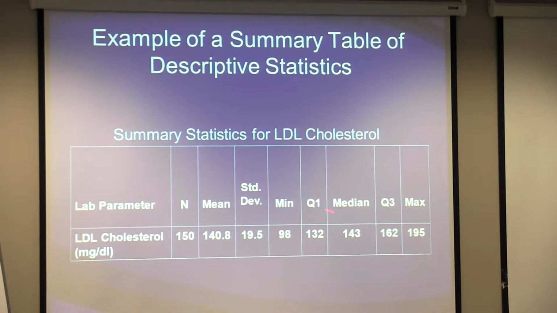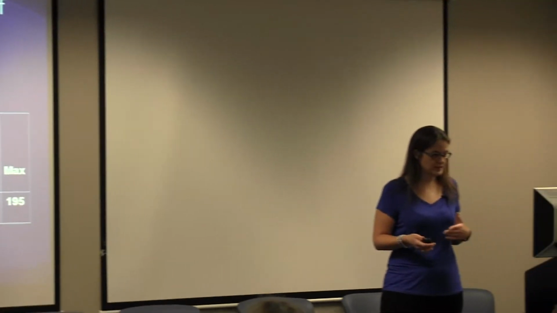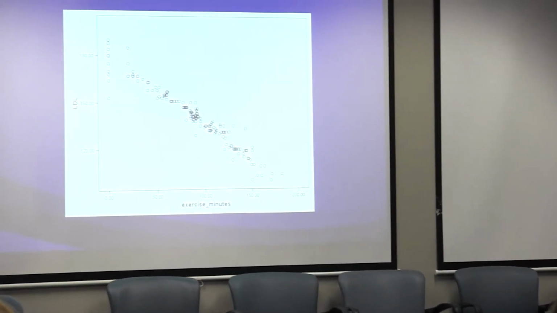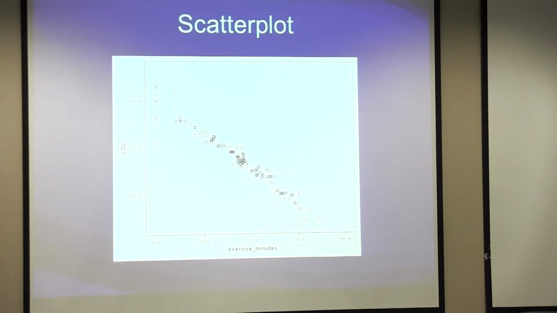So this is just a typical kind of descriptive table that you might get if I were working on your data. This would be something that you would see, or something that you might run yourself. Scatter plot is also a really useful visual technique. So I said descriptive statistics were part of every study that you'll ever do.